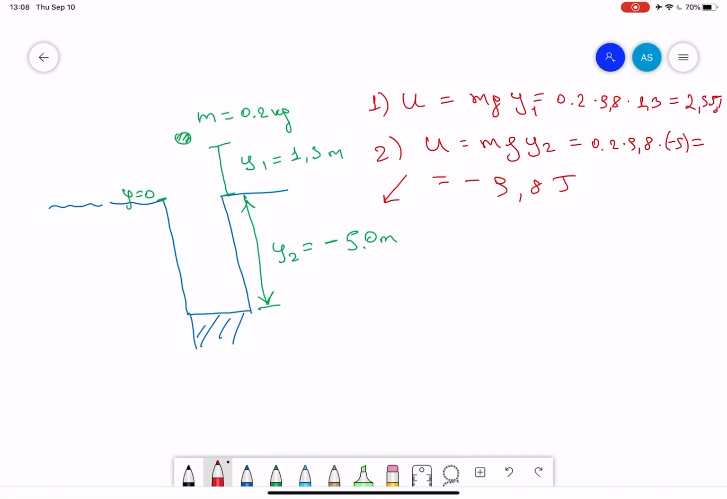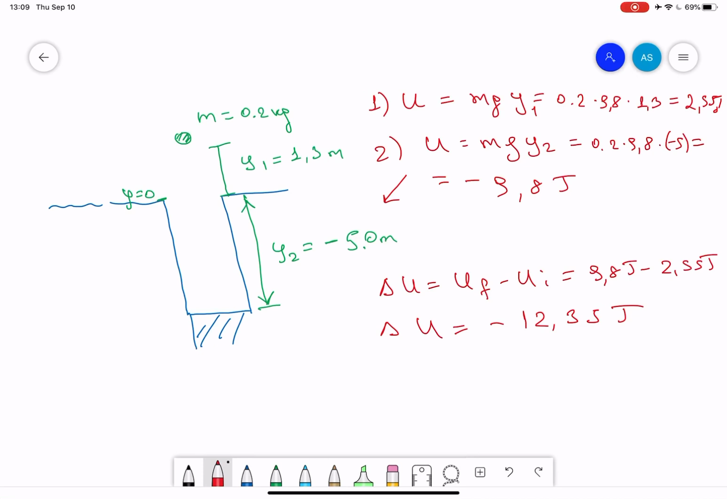Okay, then finally you have to find the change in potential energy, which is delta U, which means U final minus U initial. U final was minus 9.8 joules minus U initial was 2.55 joules. So your delta U, if you do the calculation, you should get minus 9.8 minus 2.55, which gives you minus 12.35 joules.